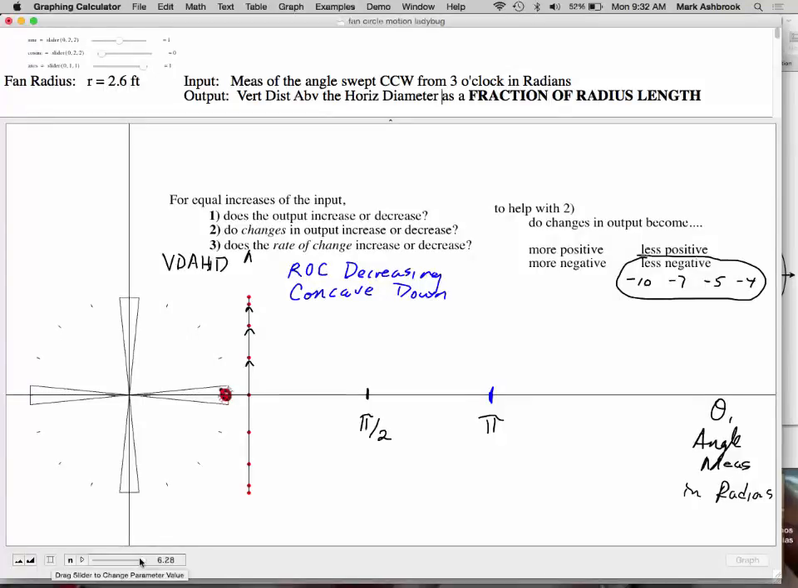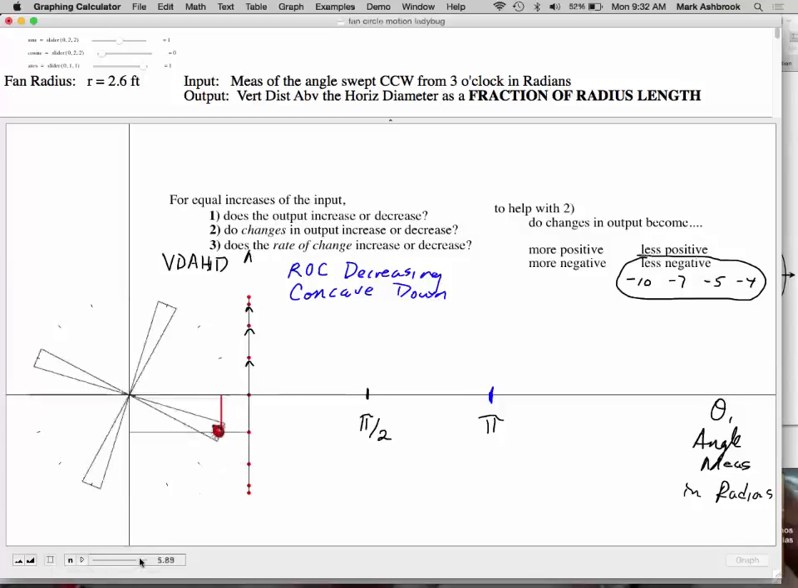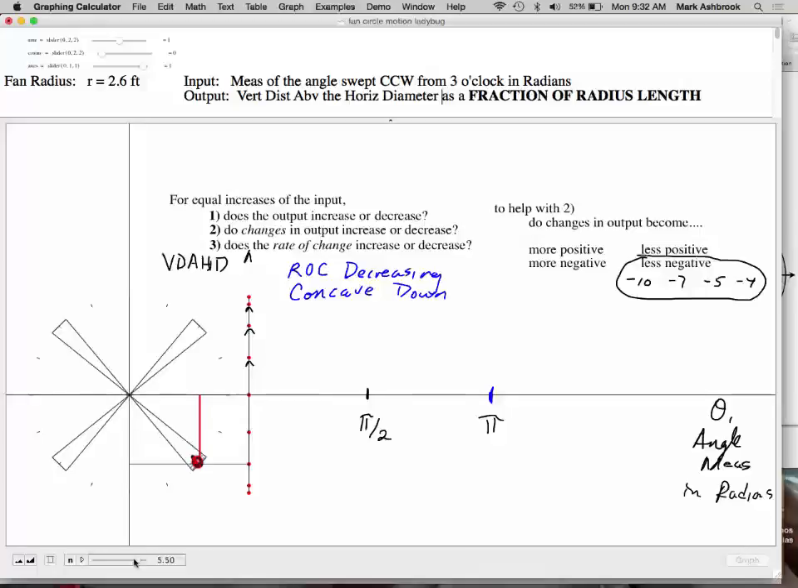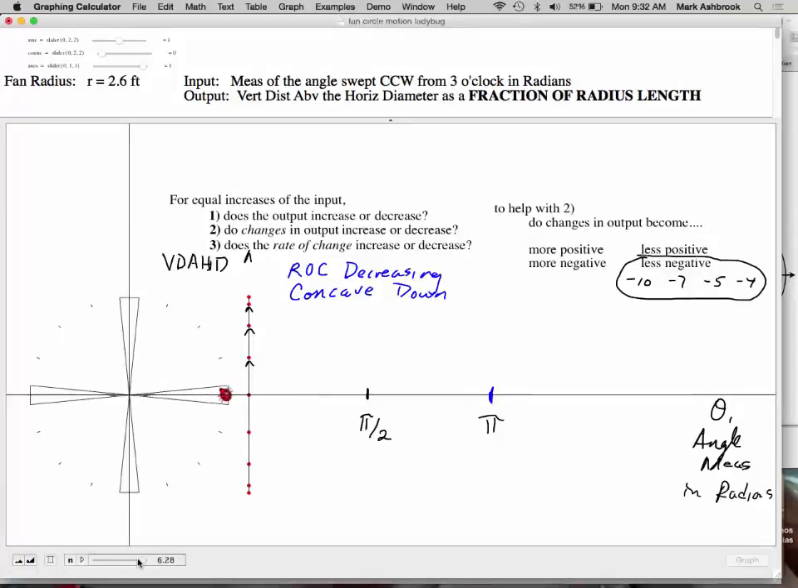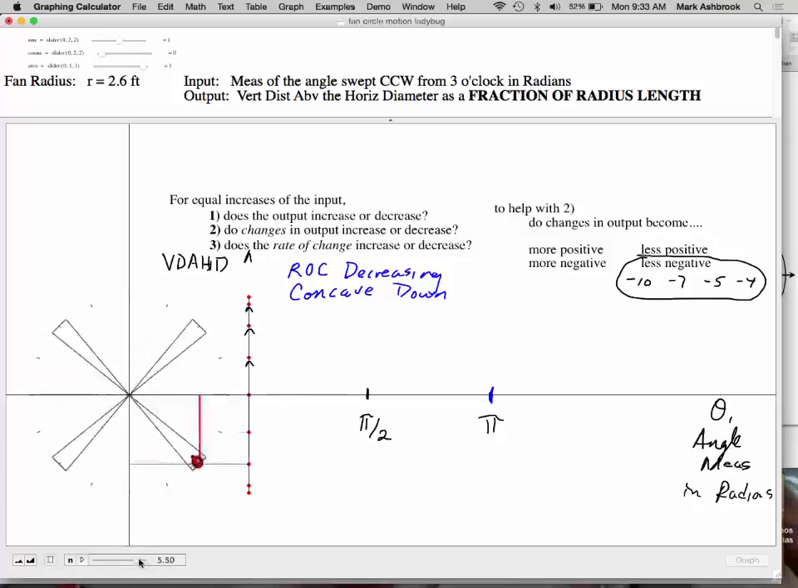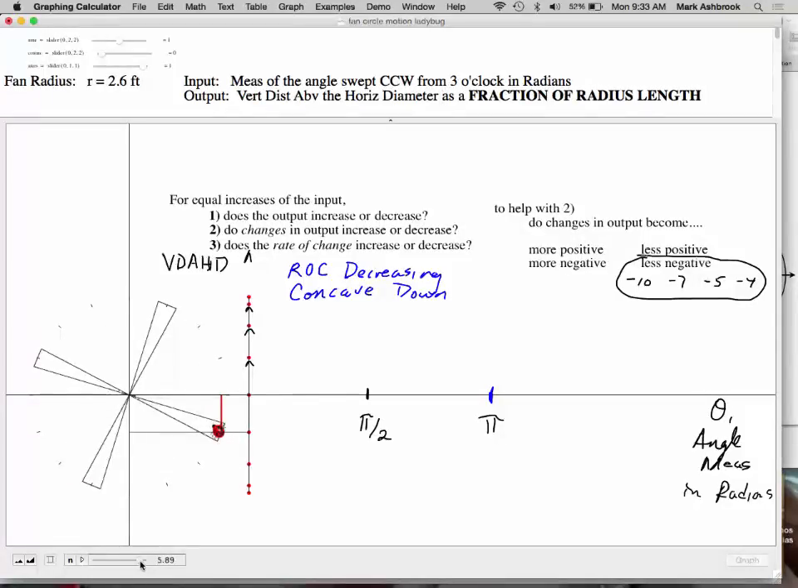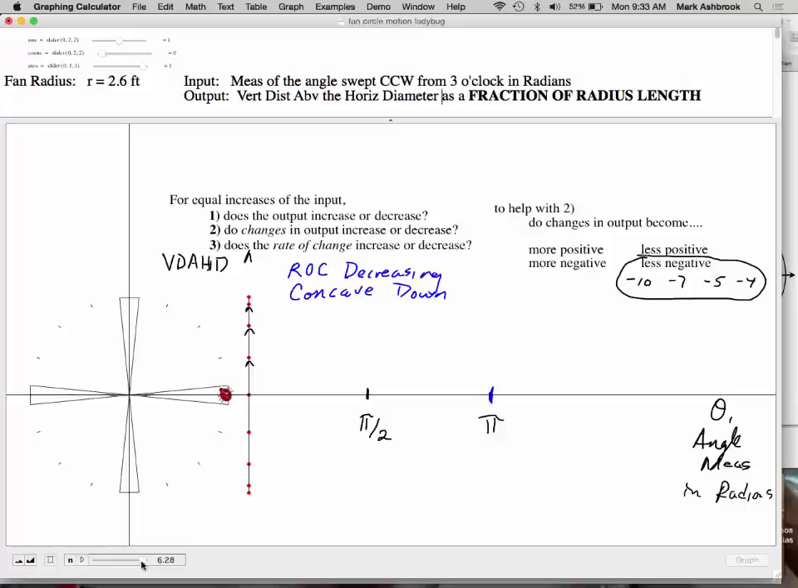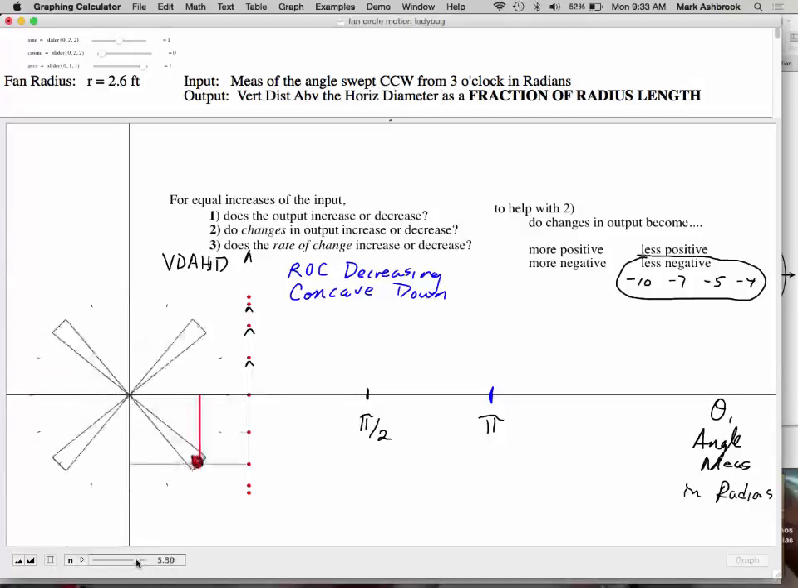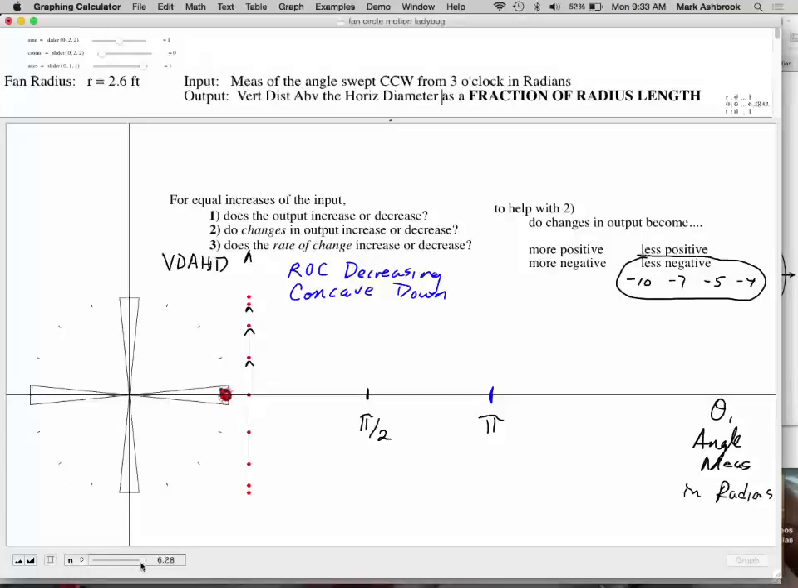Positive. The bug's going up, so each change is a positive change. Getting more or less positive? More positive. It's the easiest one, right? Values that get more positive are increasing or decreasing? Increasing. This one's easy. When the changes are positive, it's easy because it's exactly what you think. You just look at the lengths of the changes. Getting more positive means increasing.